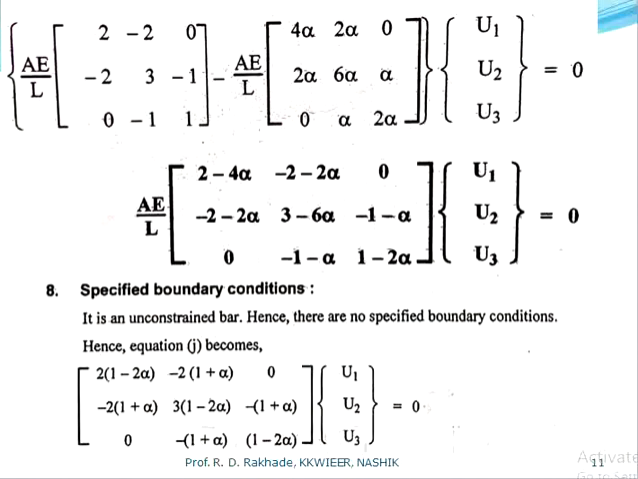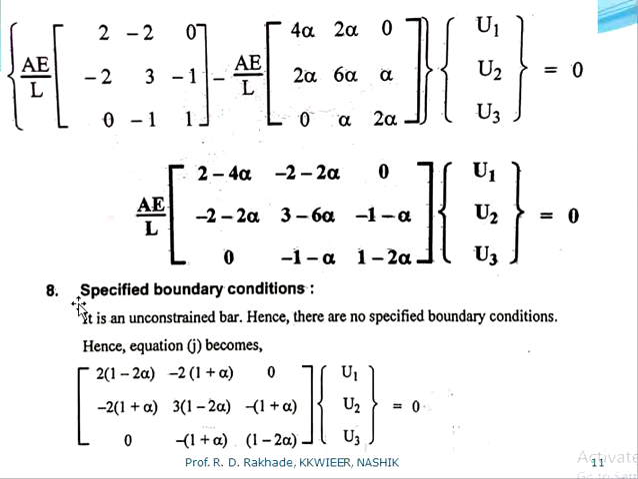After simplifying, we can write here 4 alpha, 2 alpha, 2 alpha, 6 alpha, alpha, 2 alpha, and the remaining terms as they are. Then after summation we can take common AE upon L. So 2 minus 4 alpha, minus 2 minus 2 alpha. So we can get the difference of two matrices and form this common matrix. Then the displacement vector as it is.